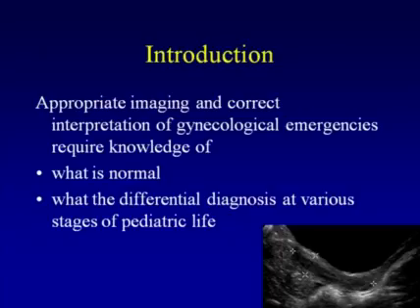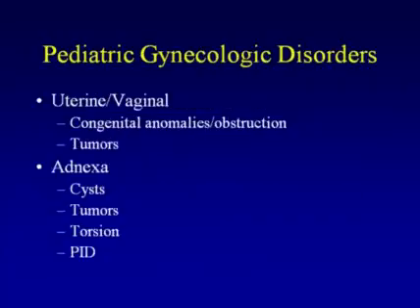Appropriate imaging and correct interpretation of gynecological emergencies requires the knowledge of what is normal and what the differential diagnosis is at various stages of pediatric life. We'll discuss the uterine and vaginal congenital abnormalities and tumors, as well as adnexal abnormalities, including cysts, tumors, torsion, and pelvic inflammatory disease.